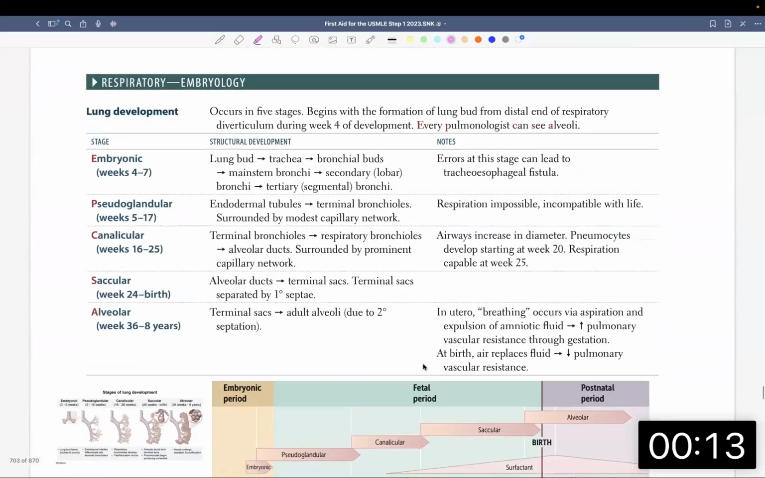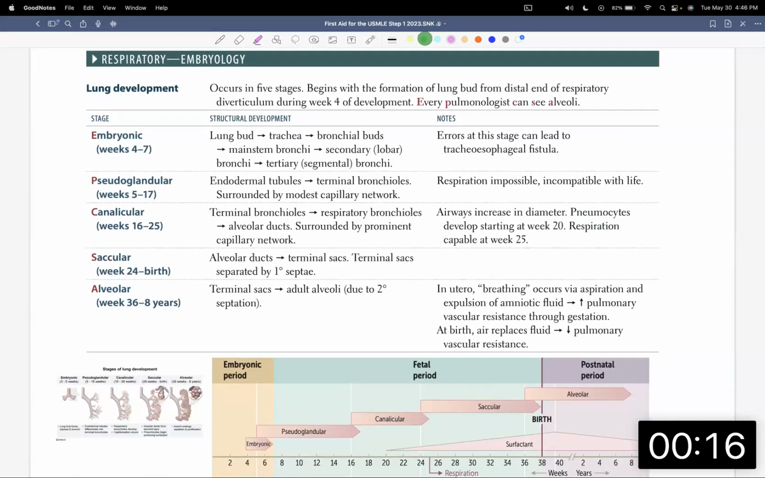Okay, first we have embryology. Lung development occurs in 5 stages. It begins with the formation of the lung bud from the distal end of the respiratory diverticulum during week 4 of development. So the stages are embryonic, pseudoglandular, canalicular, saccular, and alveolar.